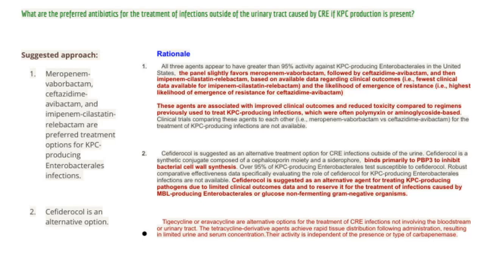Let's review the rationale behind our antibiotic choices for KPC-producing Enterobacterales infections. All three agents, meropenem-vaborbactam, ceftazidime-avibactam, and imipenem-cilastatin-relebactam, showed activity greater than 95% against these pathogens in the United States. However, our panel slightly favors meropenem-vaborbactam as the top option, followed by ceftazidime-avibactam, and then imipenem-cilastatin-relebactam.